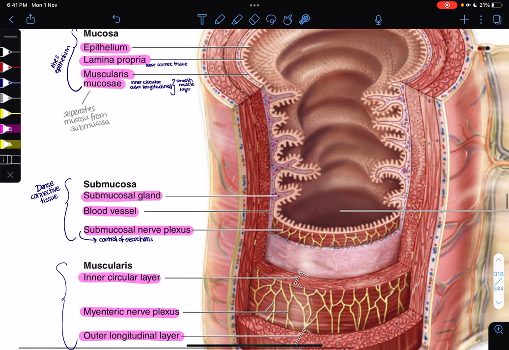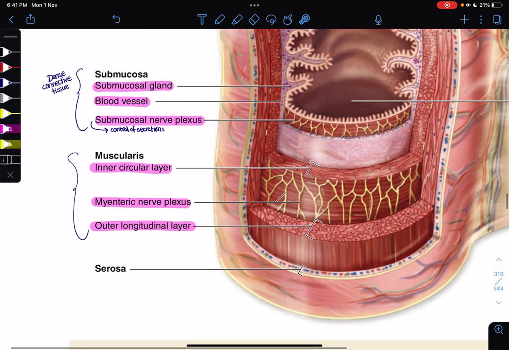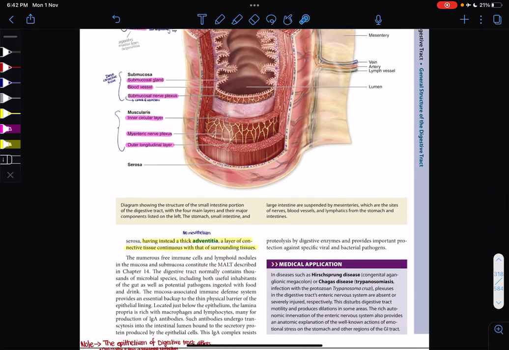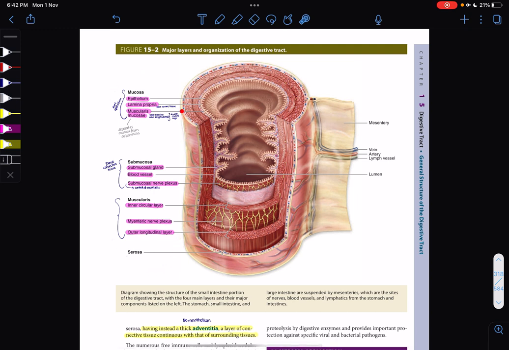Then we have the submucosa, which has dense connective tissue. The lamina propria and the mucosa has loose connective tissue, whereas the submucosa has dense connective tissue. And as you can see, the submucosal gland and the secretion of the submucosal gland is controlled by the Meissner nerve plexus and the blood vessels and the submucosal nerve plexus, which controls the secretion. And also the muscularis layer, which has an inner circular layer, as you can see here, and an outer longitudinal layer. And there is also the myenteric nerve plexus, which controls motility. And finally, here the serosa. So this is, as you can see, the major layers of the digestive tract. These are four: the mucosa, submucosa, muscularis, and serosa or adventitia.